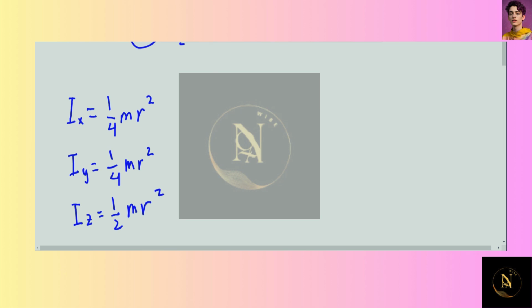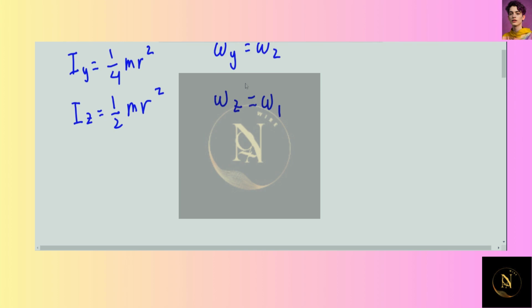And we're given angular velocities of the disk. Using the right-hand rule, we can determine that the angular velocity in the x direction is equal to 0. The angular velocity in the y direction is equal to omega 2. And the angular velocity in the z direction is equal to omega 1. So we can now write out the different components for the angular momentum.